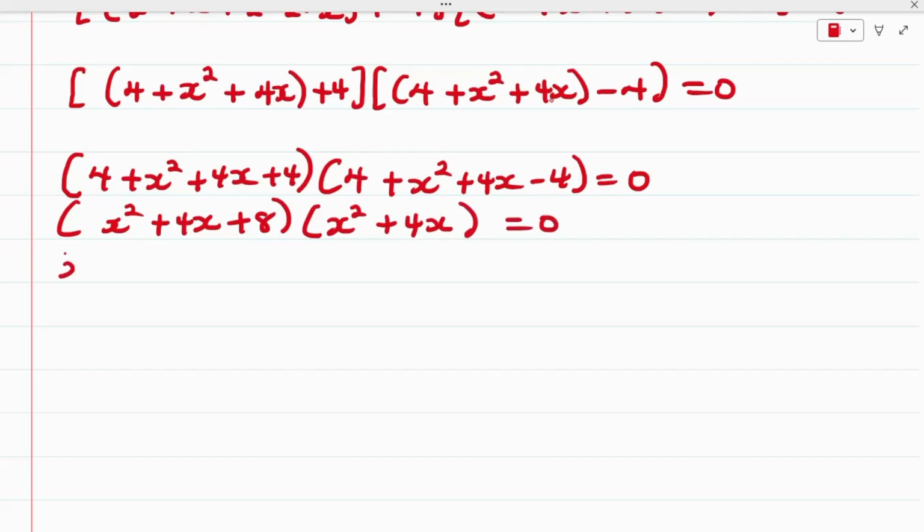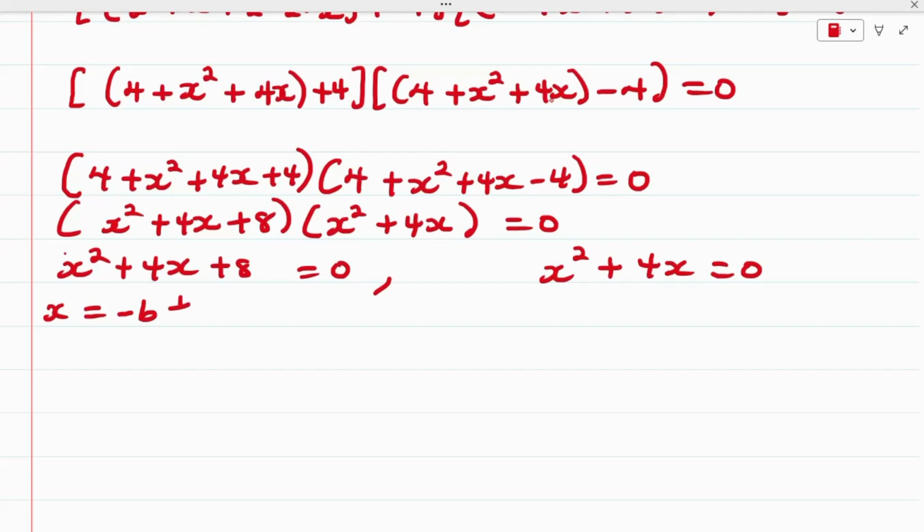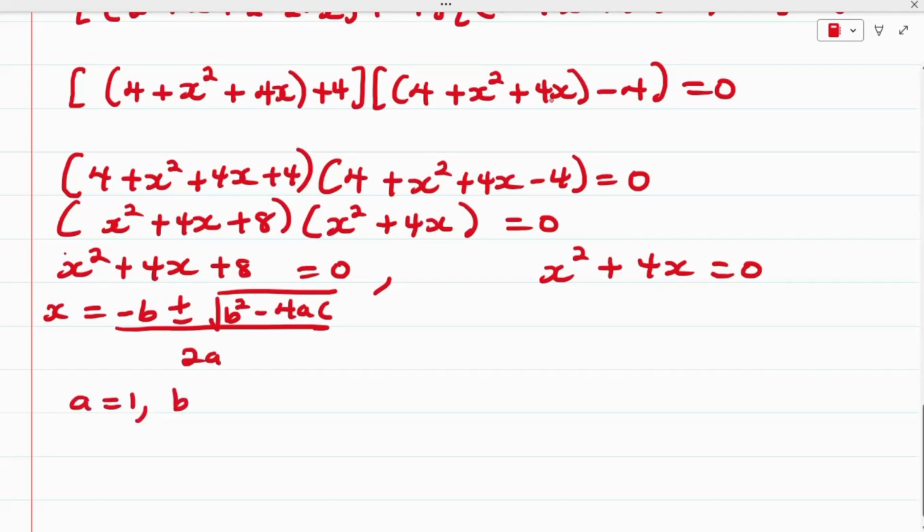So from here we have that x² + 4x + 8 is equal to 0, and we have that x² + 4x is equal to 0. So solving for this, we want to simply apply the quadratic formula that says x is equal to −b ± the square root of b² − 4ac, divided by 2a, where a is equal to 1, b is equal to 4, and c is equal to 8.